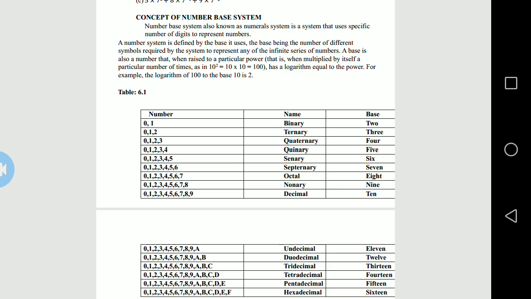A base is also a number that when raised to a particular power, that is, when multiplied by itself a particular number of times, as in 10 raised to the power of 2, which is equal to 10 times 10, which is equal to 100, has a logarithm equal to the power. For example, the logarithm of 100 to the base 10 is what? 2.